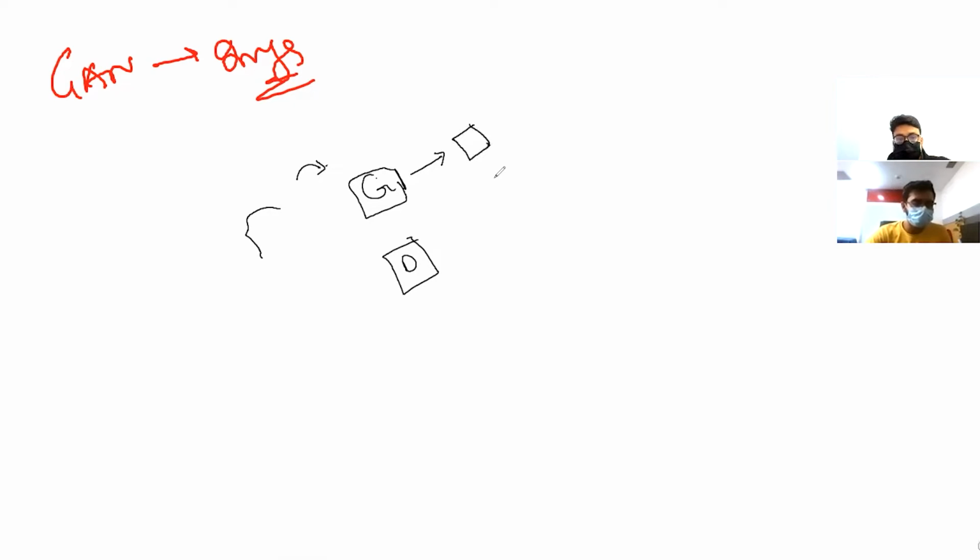From where will this random noise come? It can basically be provided to us.